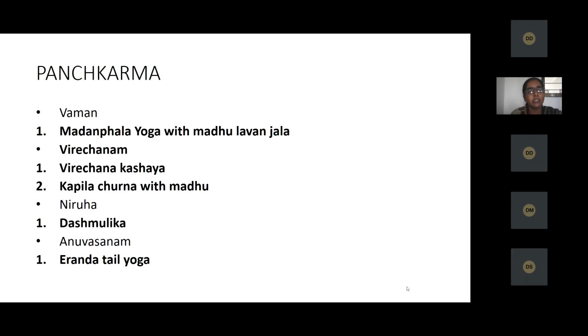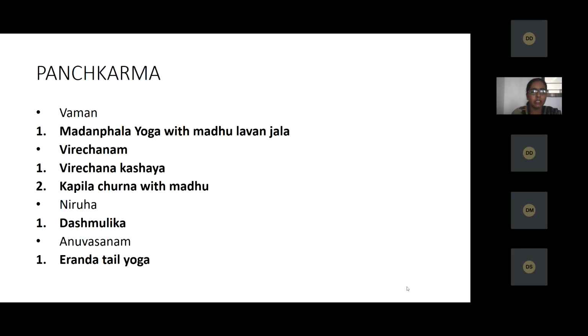We can advise Panchakarma also for COPD patients, but after seeing the doshavastha, balavastha, prakriti and sattva of that patient. Among the Panchakarma, we can give vamana with madanphala yoga with madhu and lavana jala siddha. We can advise virechana, either virechana kashaya or kapila churna with madhu, or any other trivrutta preparation. Nirooha basti is also indicated in COPD patients, and we can give dashamula siddha niruha to that patient.